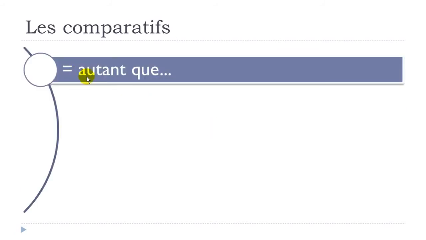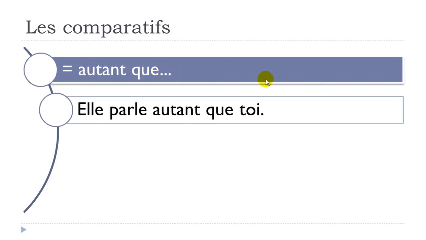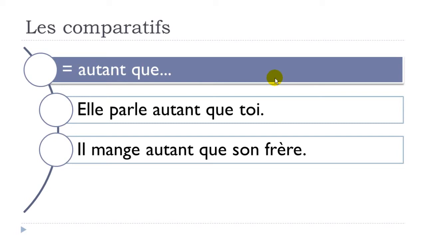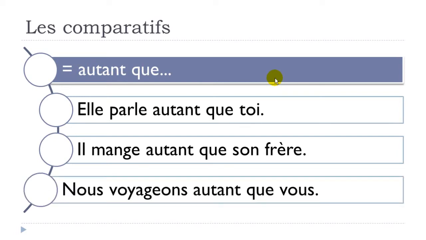And then, autant que. Alright? So it goes like, elle parle autant que toi. Il mange autant que son frère. Nous voyageons autant que vous.